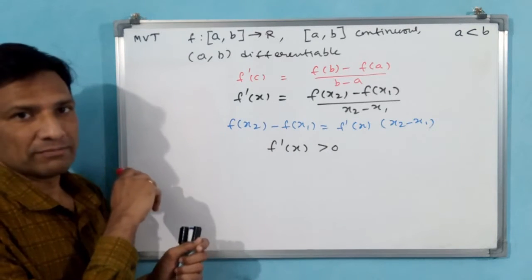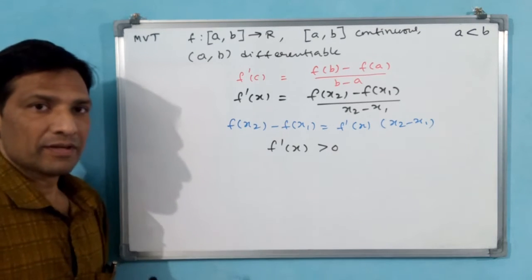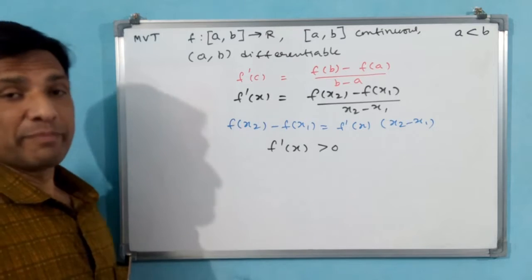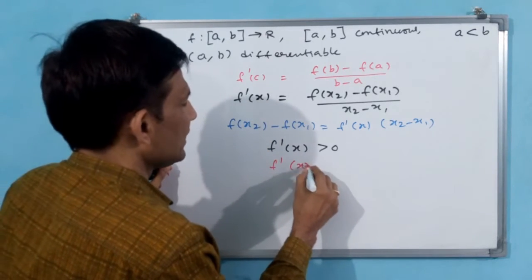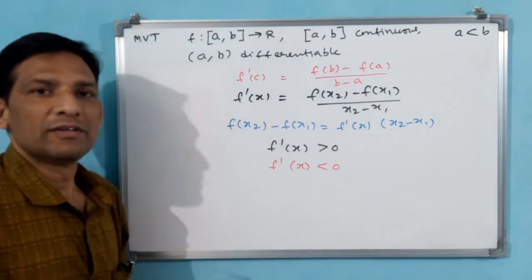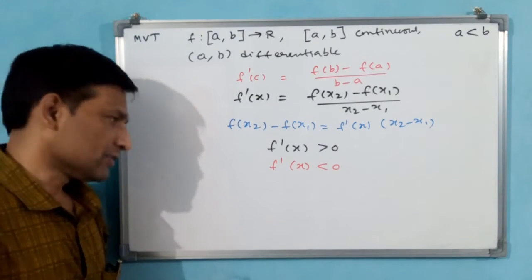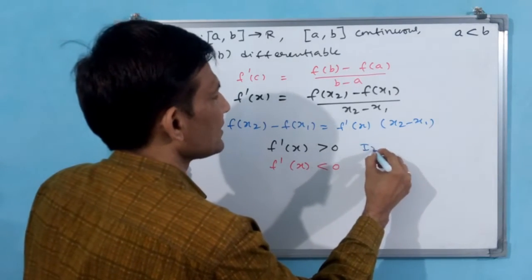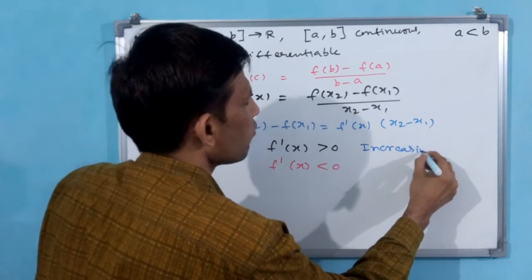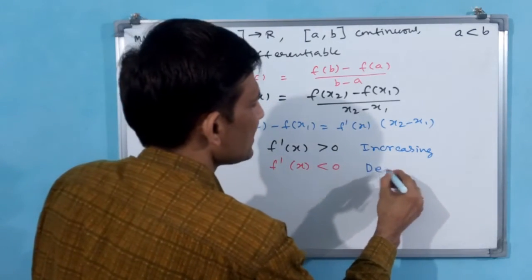0 means Rolle's theorem. But you may tell, sir, it may be less than 0 also. Yes, definitely. F dash x may also be less than 0. Both conditions we will get, but not equal to 0. Okay. So now you tell me, here I want to write this as increasing function. See, proof we are not doing. The proof is not required. This is called a decreasing function.